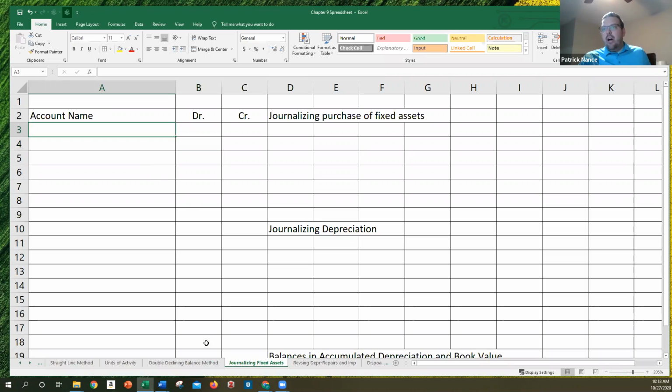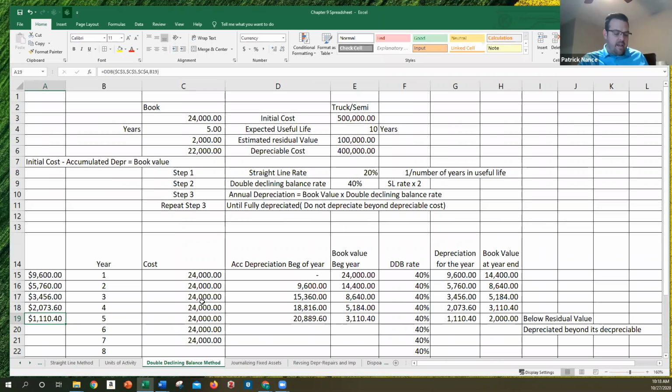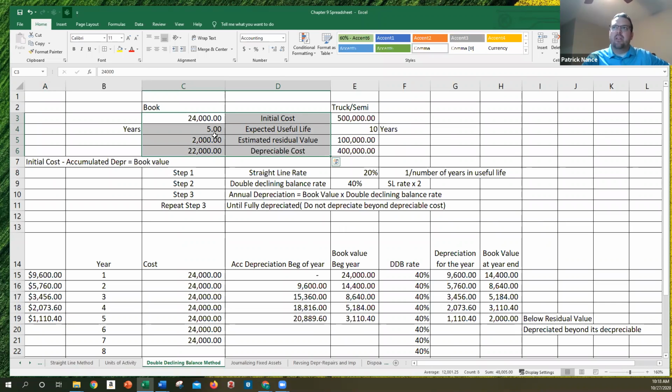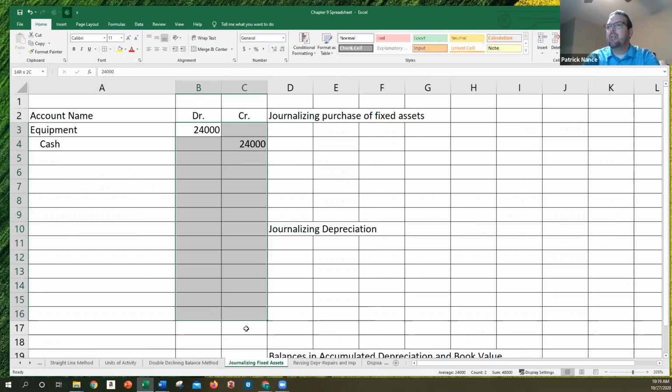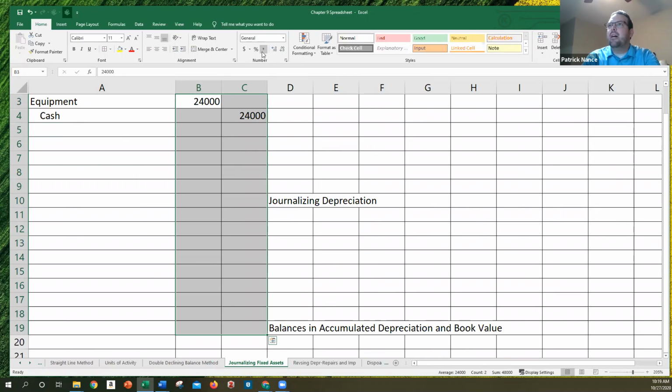So let's use our double declining balance method that we just got done doing in the last video. We're going to use this asset, this initial cost of 24,000, expected useful life of 5 years. So when I buy the fixed asset in the first place, let's assume that I buy it for cash. Say it's a piece of equipment. I debit equipment for 24,000, and I would credit cash for 24,000. Assuming I bought it for cash, that would be what the journal entry would look like.